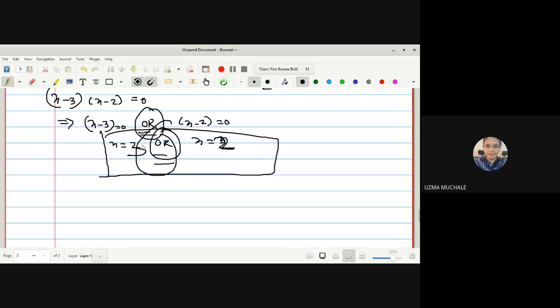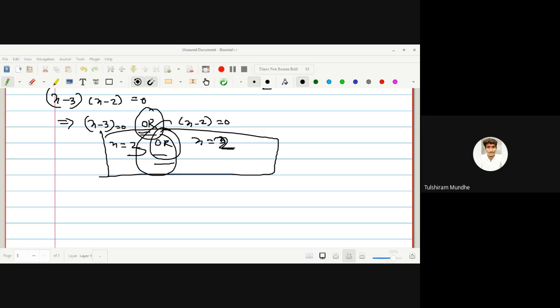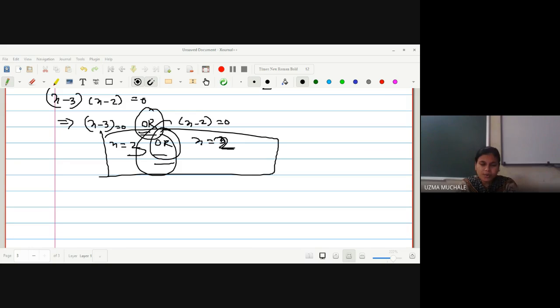Do you all remember whether we used to write or, or and? Yes, ma'am. Or. Okay, why is there a need to write or? Because both are roots of your equation, x equal to 3 as well as x equal to 2. Both are the roots. Then why are we writing or? Can I write it as x equal to 3 and x equal to 2 are the roots? If so, a quadratic equation has 2 roots. We get the 2 roots.